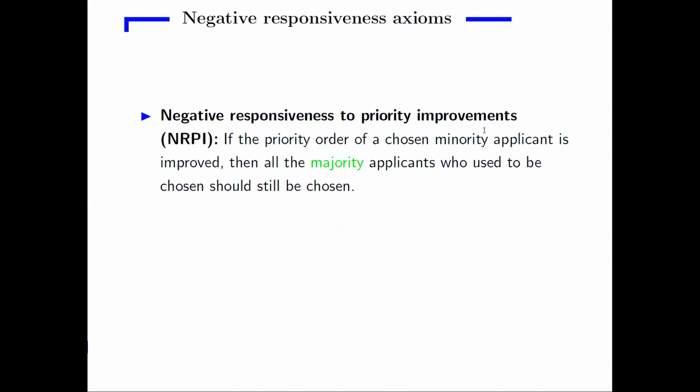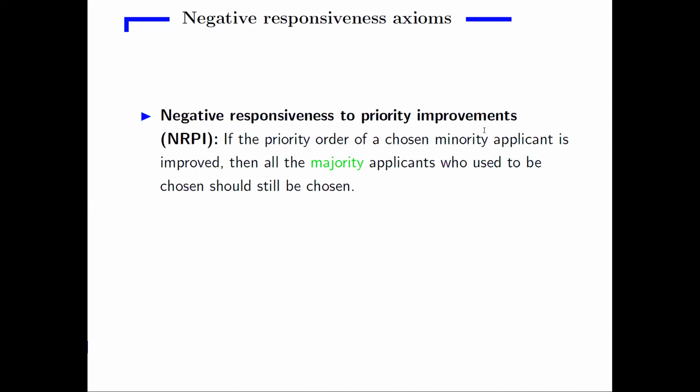If the priority order of a chosen minority applicant is improved, then suppose that all the majority applicants who used to be chosen should still be chosen. In the context of the following story, indeed, one can argue that this is an appealing condition. Suppose that as a school, I decide on my reserved seats after observing the ordering.